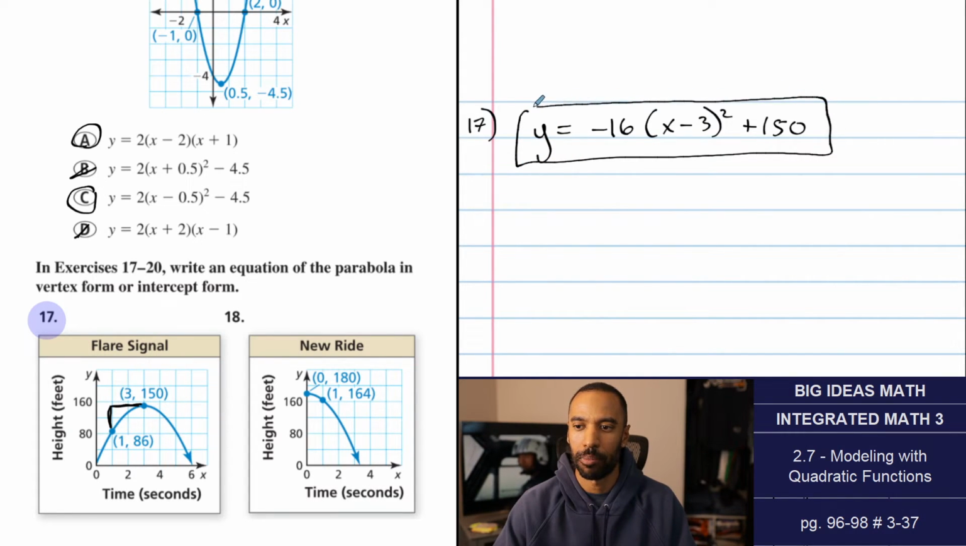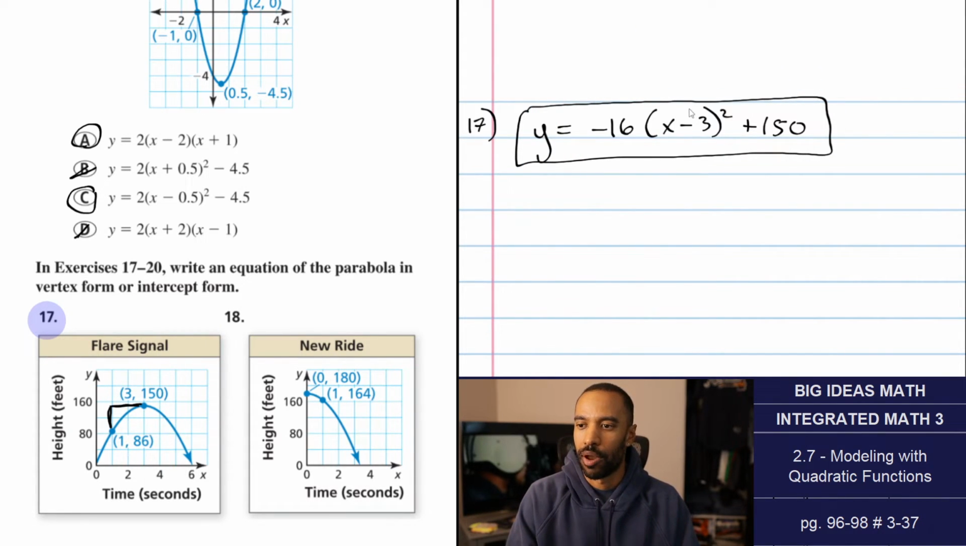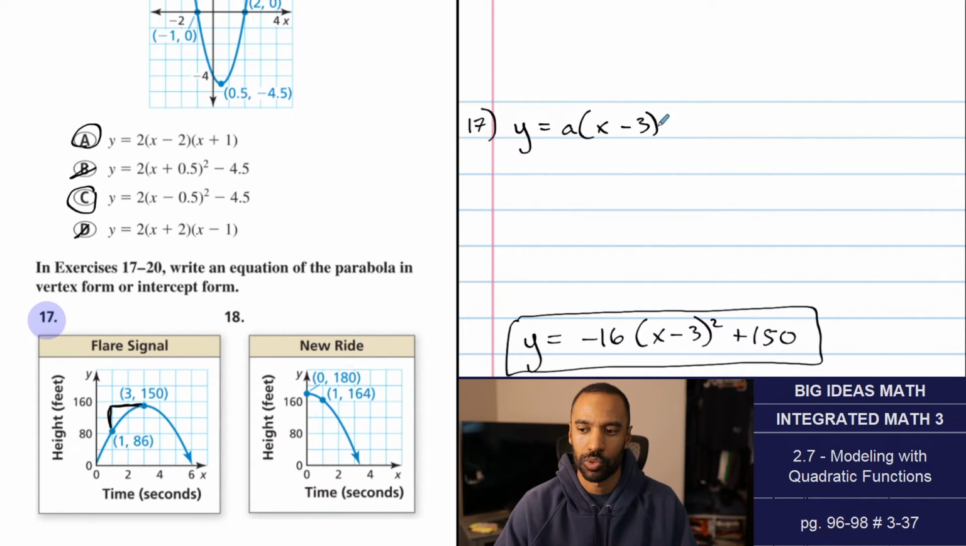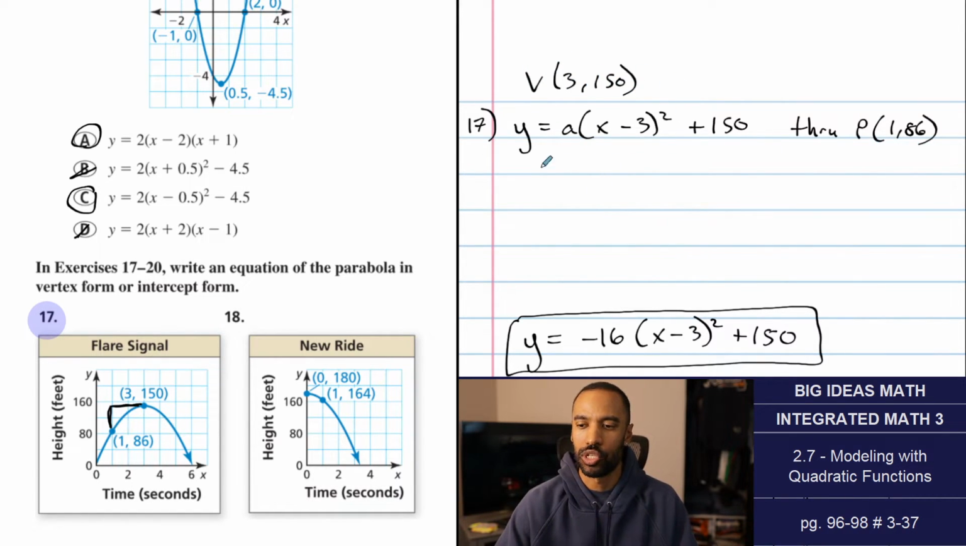You're probably there for that quick impression of what to do, but now let's go ahead and do it the conventional way. We will use vertex form, and let's use the vertex: x minus 3 quantity squared plus 150. And let's substitute. This is through the point 1, 86. Your vertex was, by the way, 3, 150. So let's substitute 86 for y.